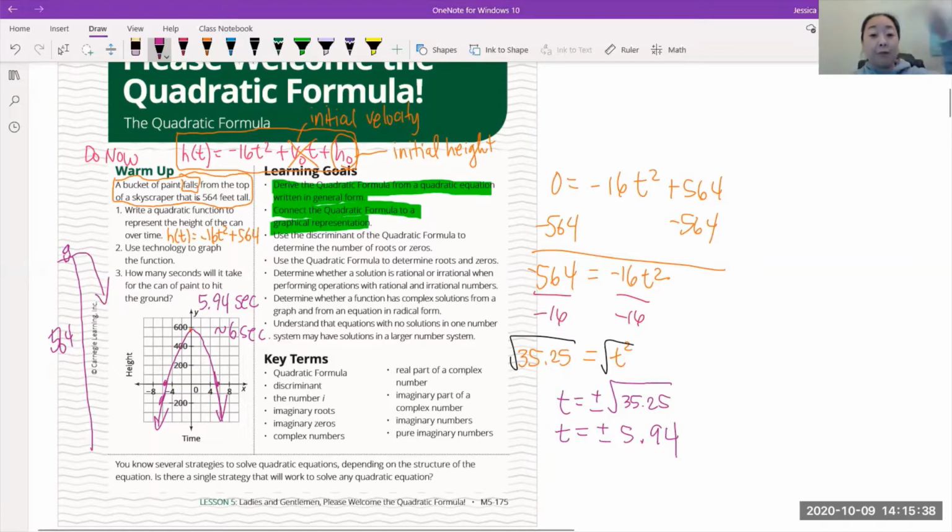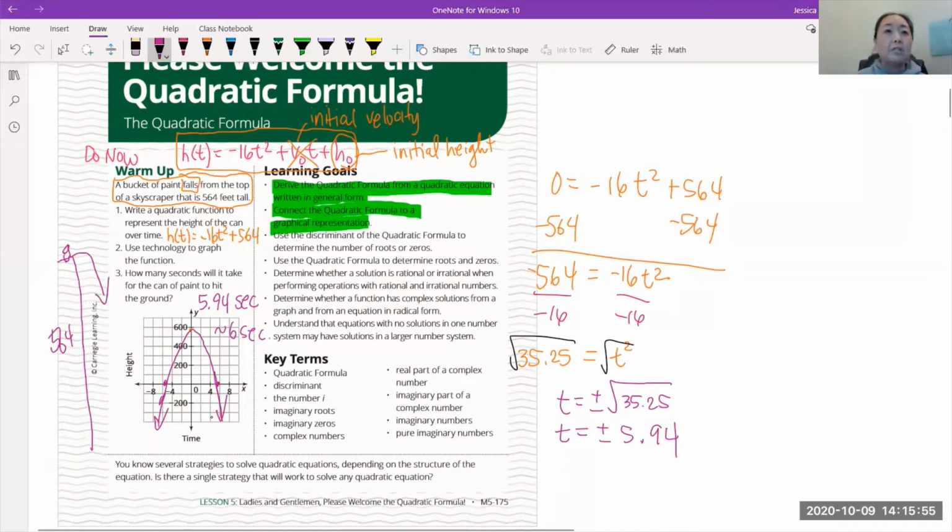And then the initial velocity, a little bit tricky here. Just know that it says falls, which means that nothing is pushing it, nobody's throwing it. There's no initial velocity, it's just falling, right? So it's starting at 0. So in other words, that middle term is not there. So this is what we got: h of t is equal to -16t squared plus 564.